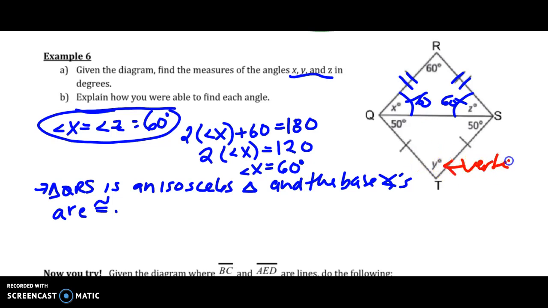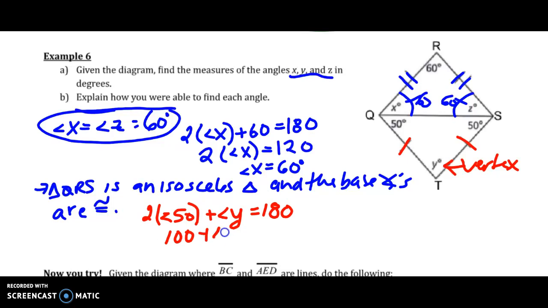This again is another isosceles triangle, but notice this has one dash mark and one dash mark. So QRST is not a square because all the sides aren't congruent. This only has one dash, the other two sides up there have two. So we know that 2 times angle 50 plus angle Y equals 180. So that's 100 plus angle Y equals 180. So angle Y equals 80 degrees.